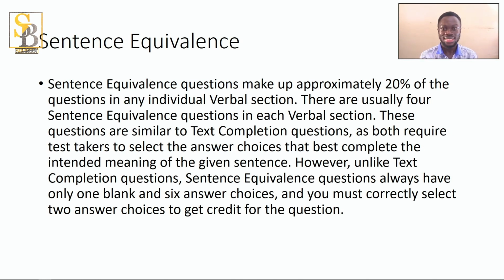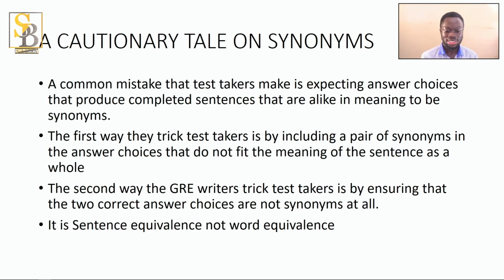So it looks similar to text completion because you are filling in blanks. But this one has 2 words that you are going to choose to fill the blank, 2 words that best complete it. So there's a cautionary tale. A common mistake that test takers make is expecting answer choices that produce completed sentences that are alike in meaning to be synonyms. Because you are looking for 2 words, you are bent on looking for synonyms. But it's not necessarily that the words for the blank are going to be synonyms.